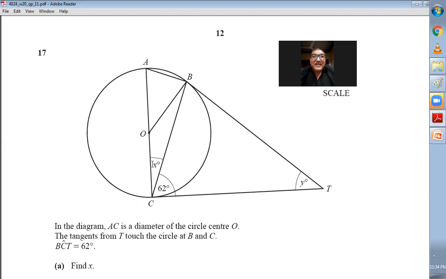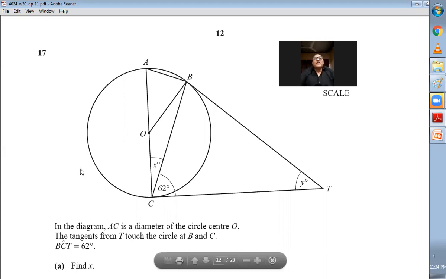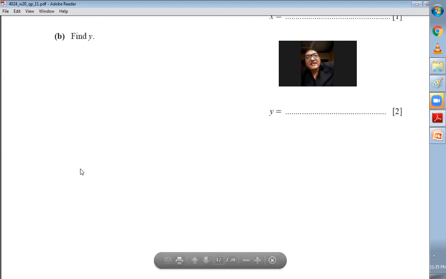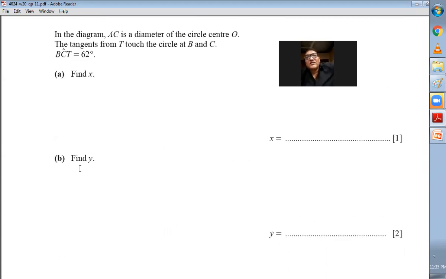Okay. And you know, this is the radius and this is the tangent. The radius and the tangent, the angle between them is 90. So x plus 62 will be equal to 90. So from here you can find out the value of x. And the next question is find the value of y.